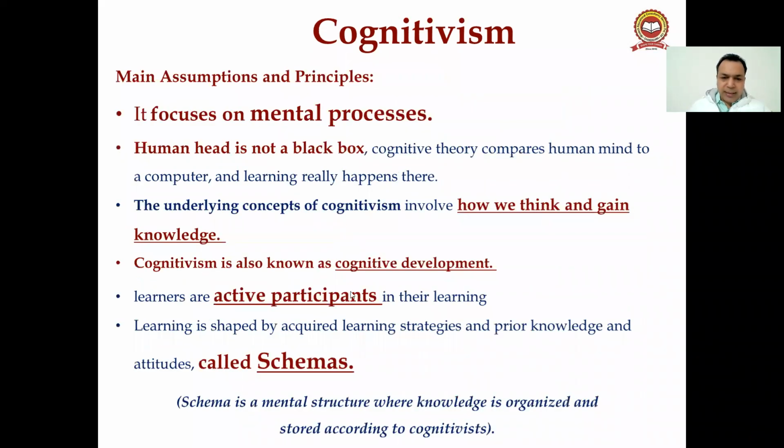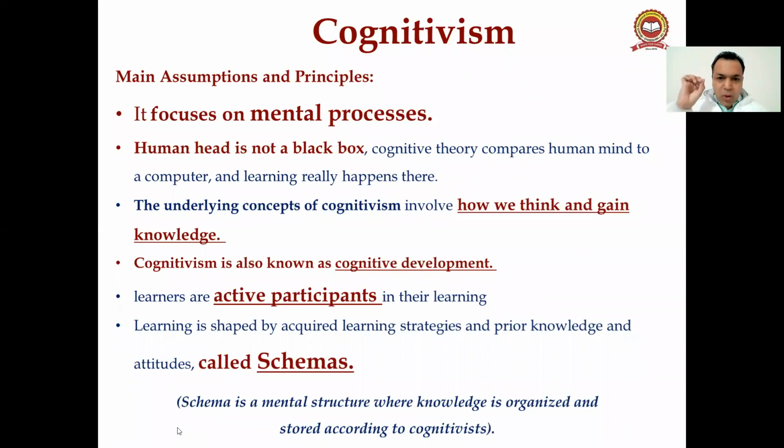So in the next slide we discuss the main assumptions and principles of cognitivism. Yes, what is the principle? Means on which principles, किस सिद्धांत के ऊपर ये cognitivism based है, on which principles? Okay, so first, cognitivism focuses on the mental processes. Okay, is it clear to you? Second, human head is not a black box. Cognitive theory compares the human mind to a computer, and learning really happens there. Already discussed.